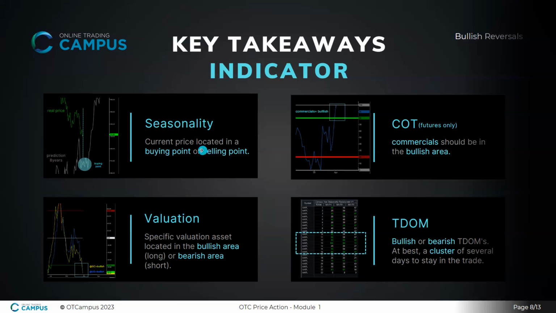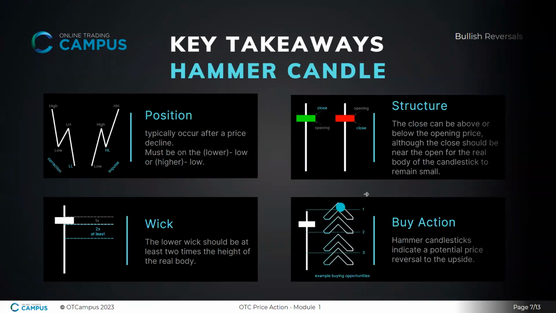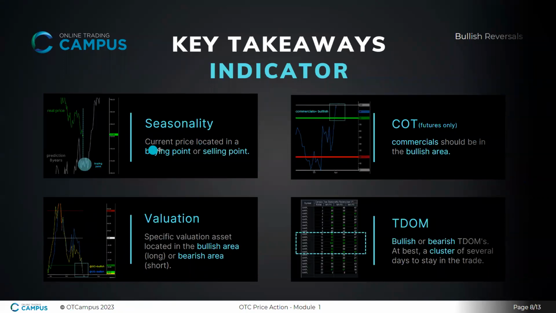If we are still then in a selling point like this here, for example, to the left of my cursor, that's of course an exit from your long idea. Here, for the bullish reversals, a hammer candle, we need all this. So hammer candle key takeaways, right? And then with seasonality, of course, only a buying point to buy for our entry.